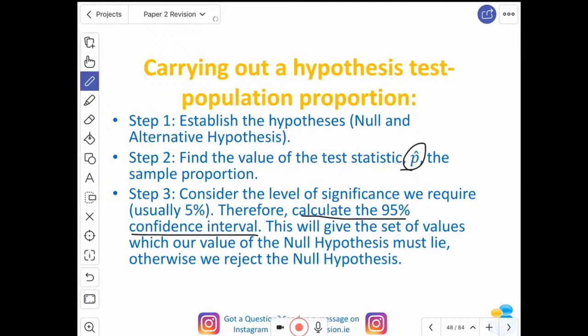And you look at the set of values that your null hypothesis must lie in. If your null hypothesis is found within those values, then you can say that we fail to reject the null hypothesis. But if it's outside those values, then we would say we reject the null hypothesis.